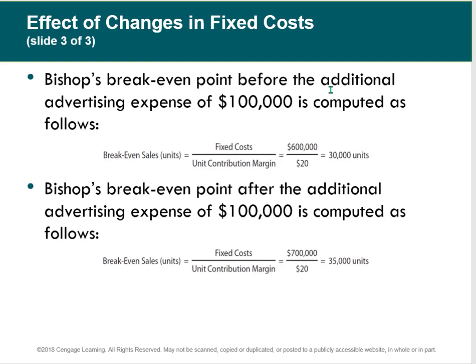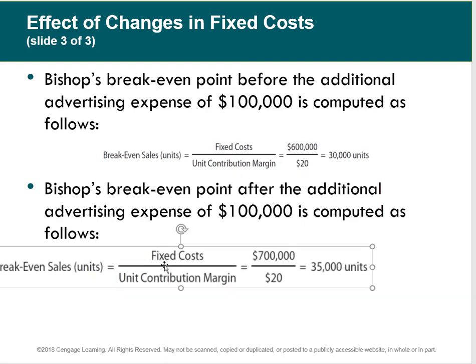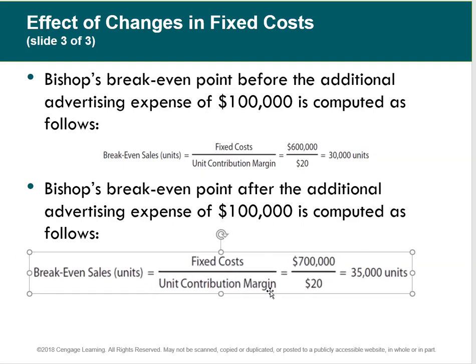Before the additional advertising, our break-even is 30,000 units. So fixed costs are 600 divided by a contribution margin of 20 gives us 30,000 units. Bishop's break-even point after the additional advertising expense of 100,000 would be, here's my fixed cost now, 700,000. I'll divide that by my same unit contribution margin of 20, and our break-even sales units then would be 35,000.